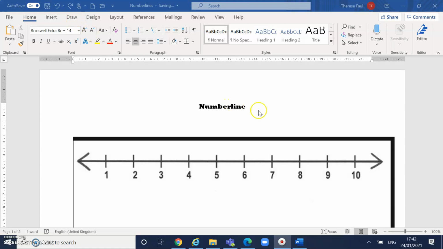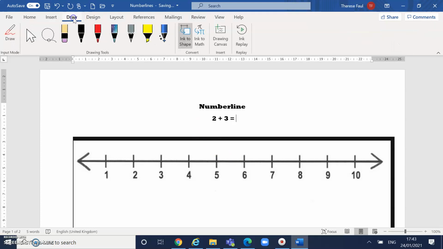Okay, so let's say we had a very simple sum. Okay, so let's say we had 2 plus 3. Oops, where did 2 go? 2 plus 3. Okay, now we all know the answer to that, but I just want to demonstrate how you do it using the number line.